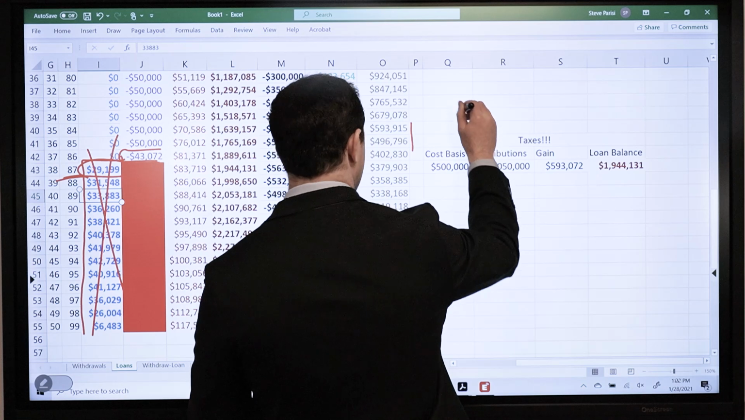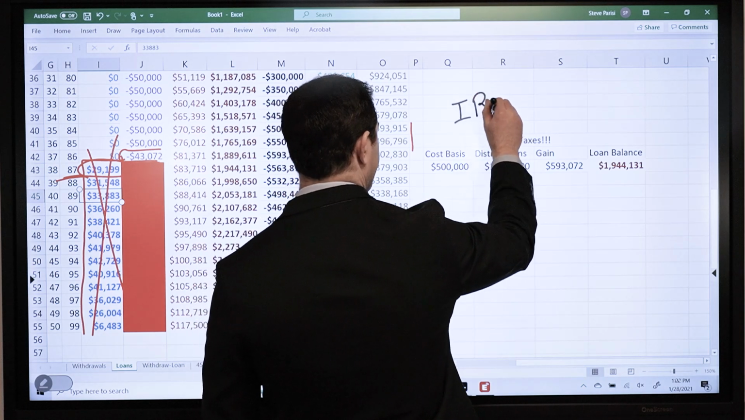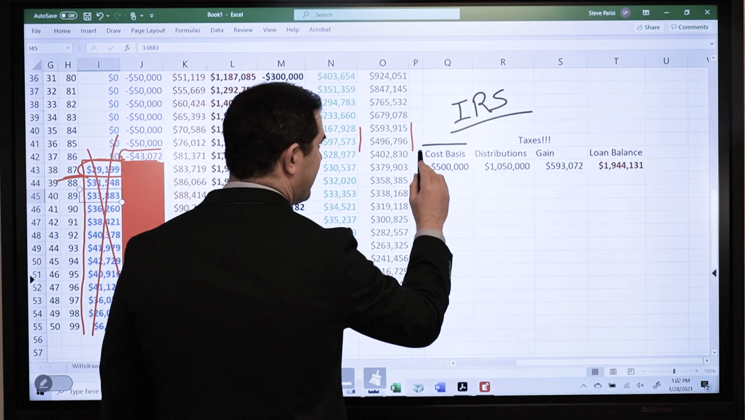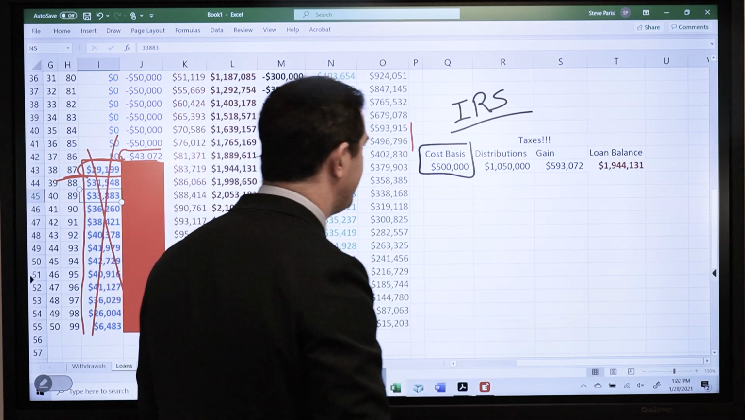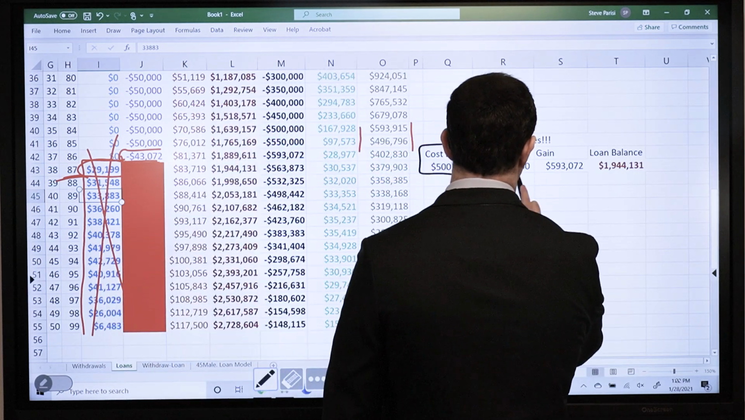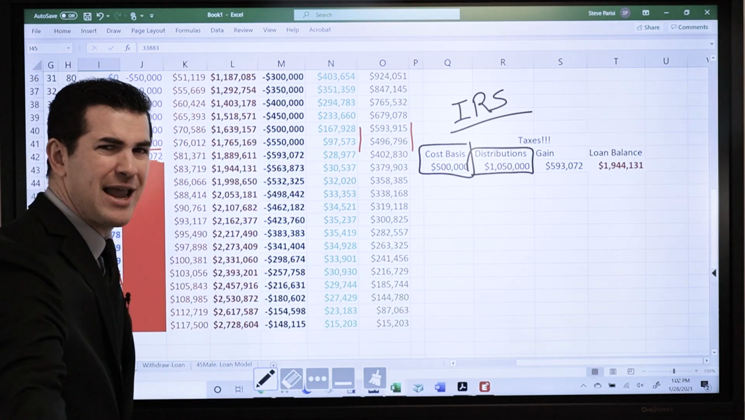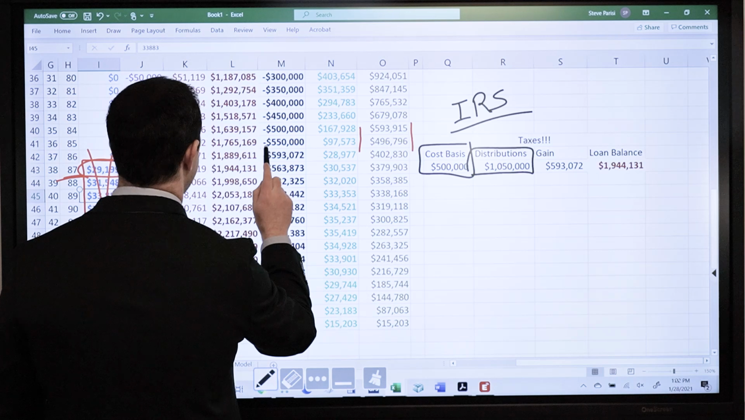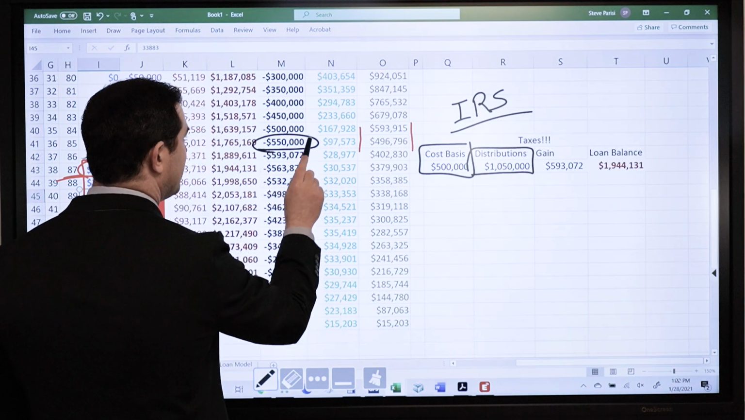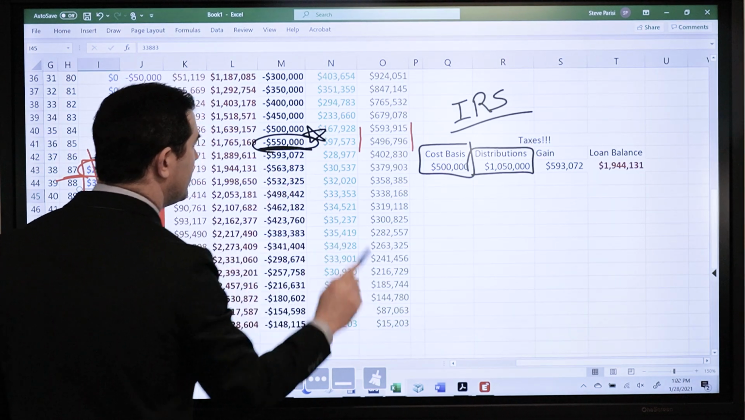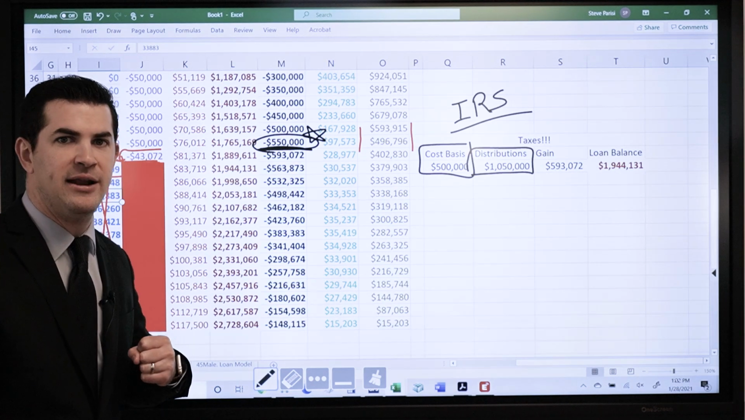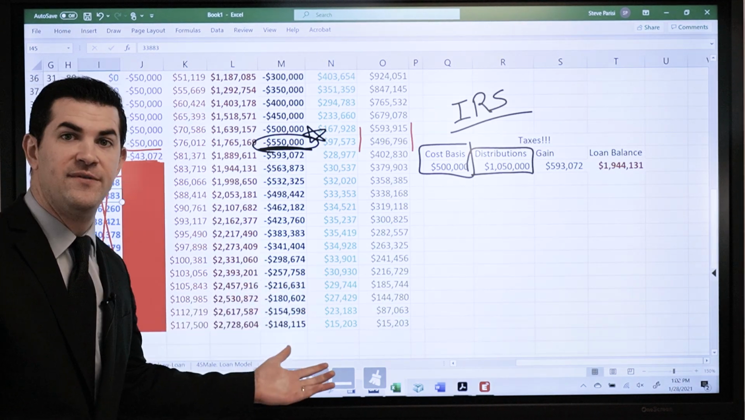The IRS is going to look at the following. You paid in $500,000, okay? Your distributions, what was the total amount you pulled out? $1,050,000. Where I came up with that figure, right here at age 85, it's actually a little bit more, but I'm going to look at this benchmark. So I pulled out the $500,000 I paid in, plus another $550,000.